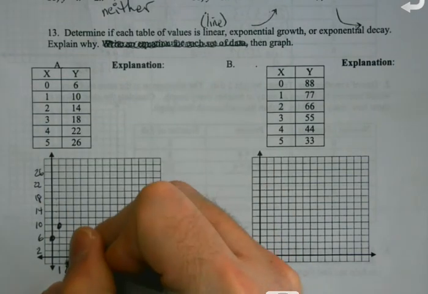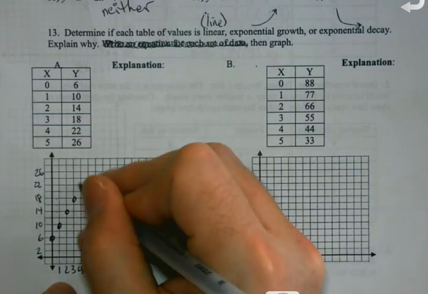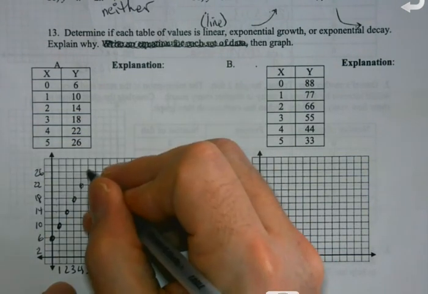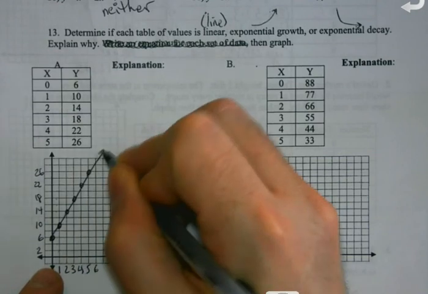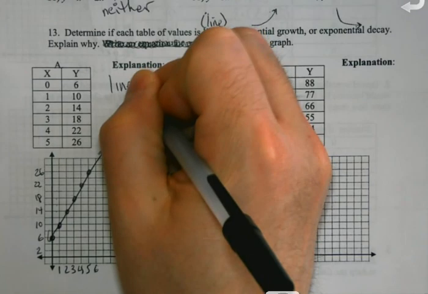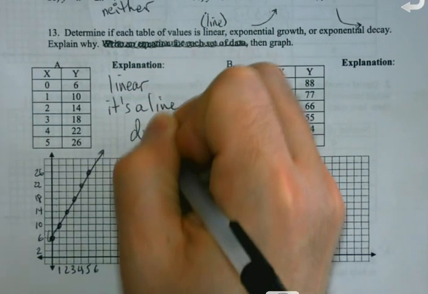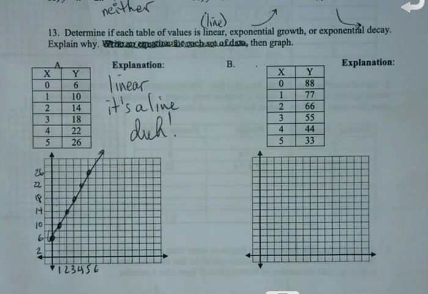1, 10, 2, 14, 3, 18, 4, 22, and 5, 26. To me, that looks an awful lot like a straight line. So that would be linear. It's a line. Duh. So if it doesn't make any sort of a curve, if it makes a straight line, it's linear. If you plot them and then it starts to make a curve when you play connect the dots, well, then it's exponential, and it might be growth, might be decay, depending on what you're doing.